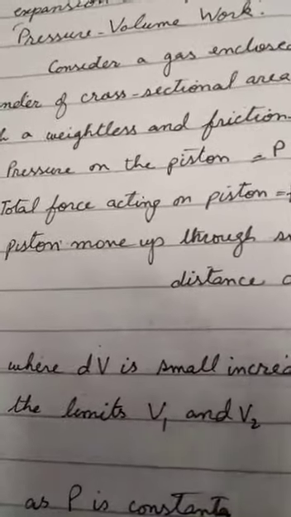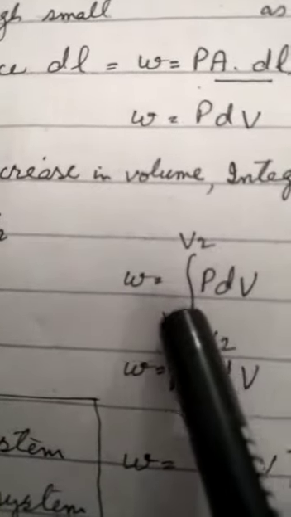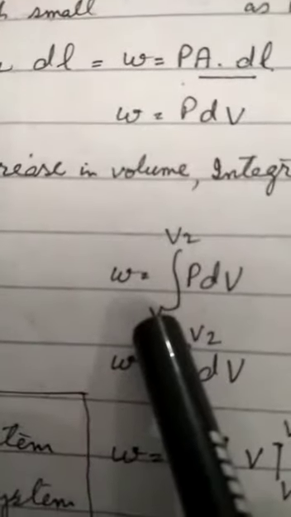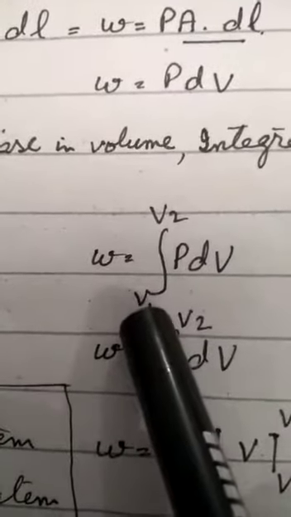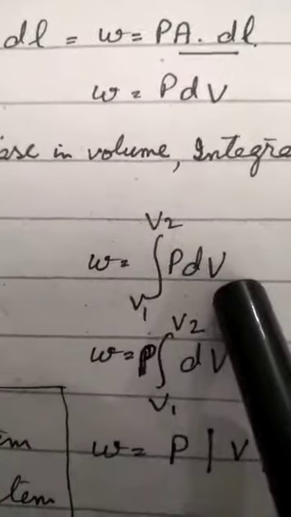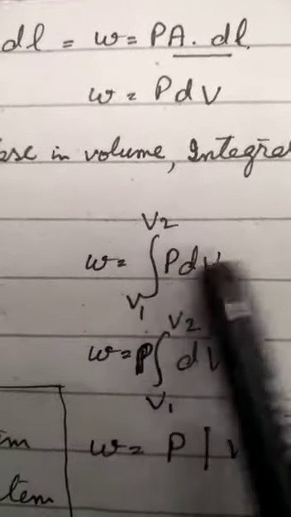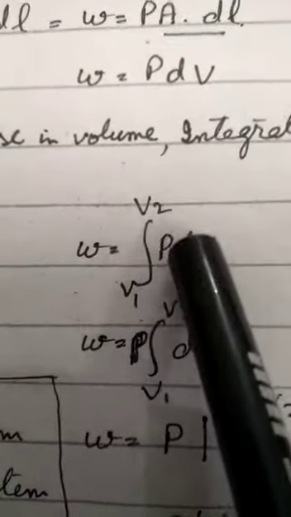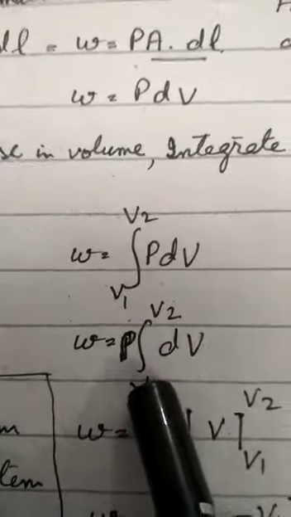Integrate between the limits V1 and V2. This sign is known as the sign of integration. So this is the initial volume. Always put the final volume above the sign of integration, and below it you put the initial volume, P dV. Also remember that we take the integration of the variables. So dV is the variable, pressure P is the constant, so we will bring it out. W is equal to P, integration with the limits V1 and V2 into dV.